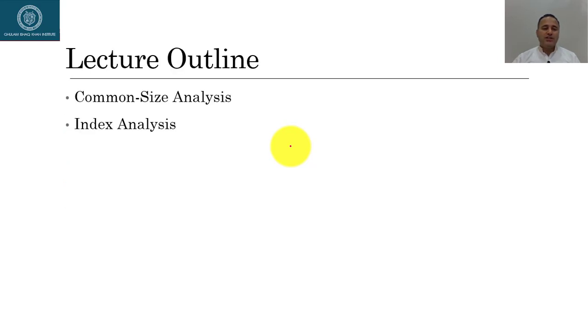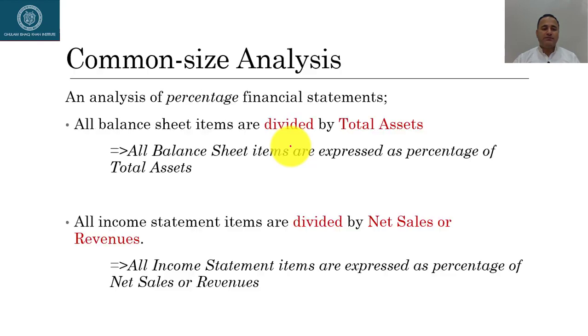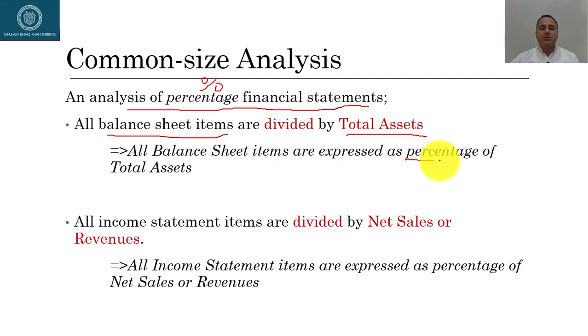In today's lecture, as I said, we will cover index analysis and common size analysis. So common size: this analysis converts all your financial statement items into percentages. And how do we get that percentage? We divide all balance sheet items by total assets. In other words, we express all balance sheet items as a percentage of total assets. That is called common size analysis.